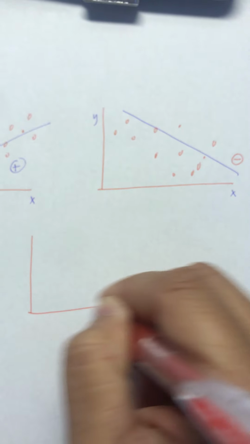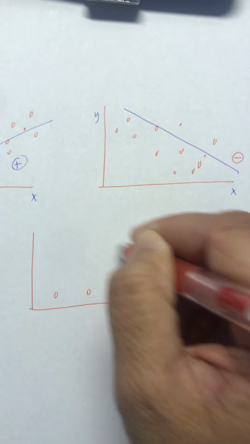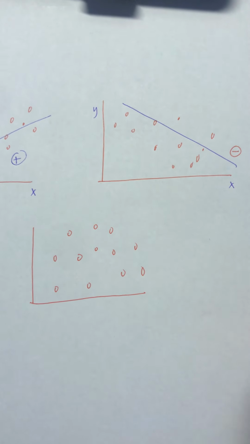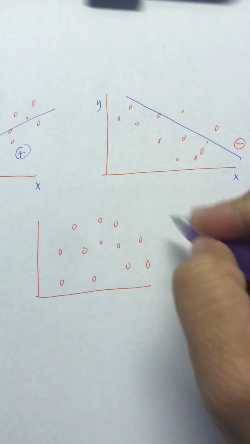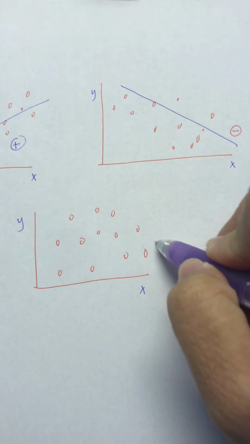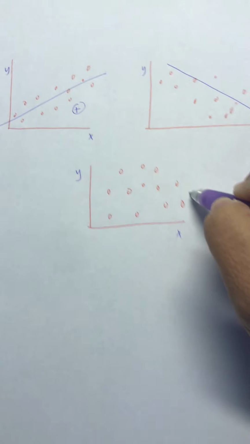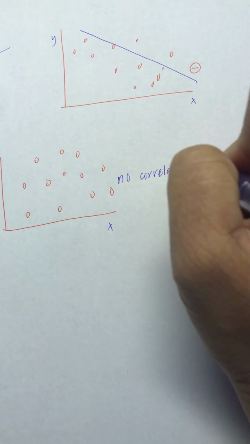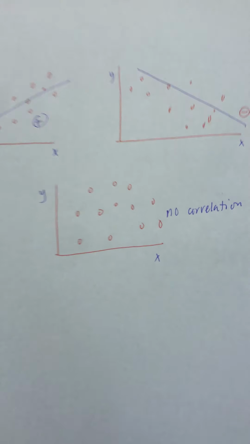Now, if you have scatter plots where you cannot determine a line of best fit, then this means that there is no possible relationship between x and y. Sorry, no correlation. Okay, so this is just in a nutshell if you're given a graph.